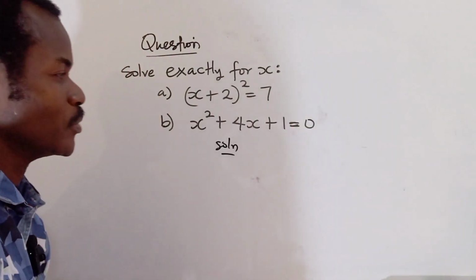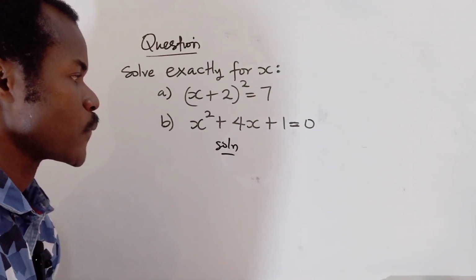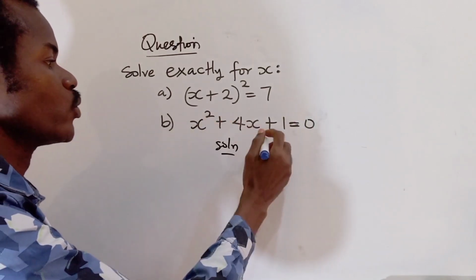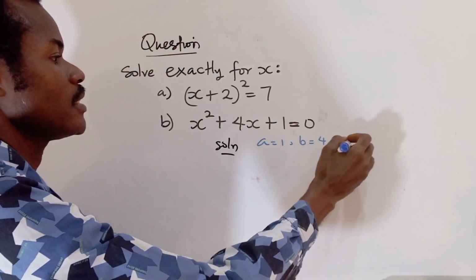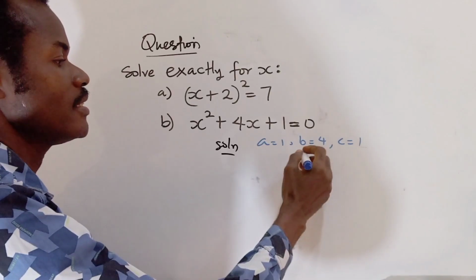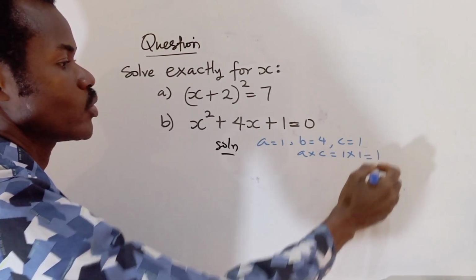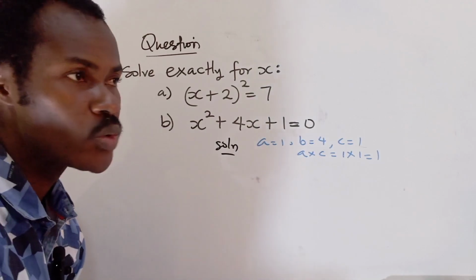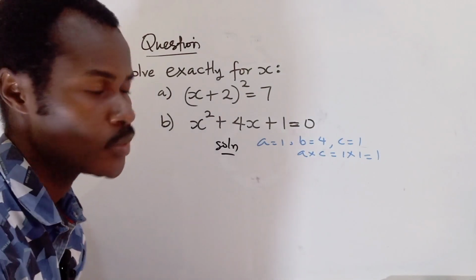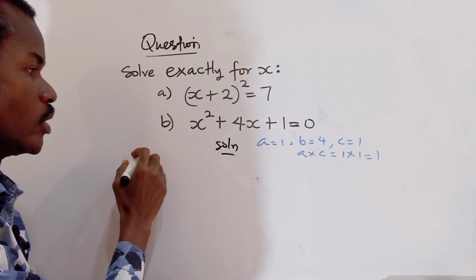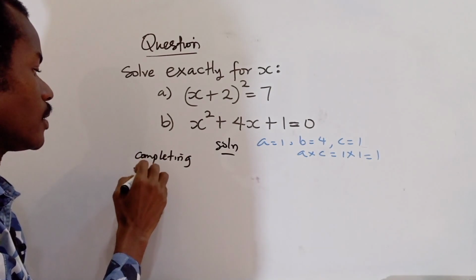For the second problem, if you use the factorization method, you see that your A here is 1, our B is 4, and our C is 1. And A times C is 1 times 1, which equals 1. Now, there are no two factors of 1 such that their sum is going to give you 4. So what we are going to use is what's called completing the square method.